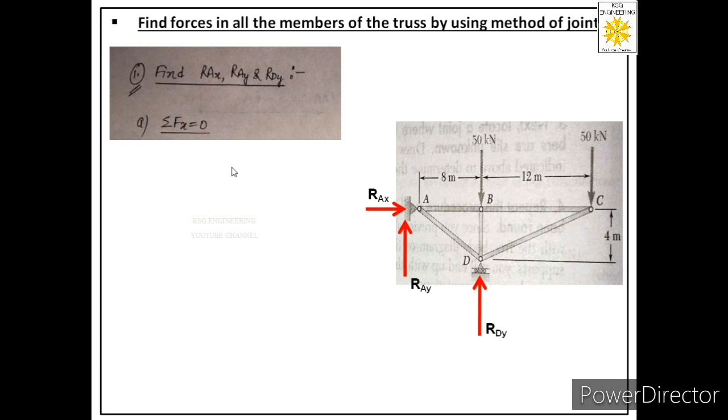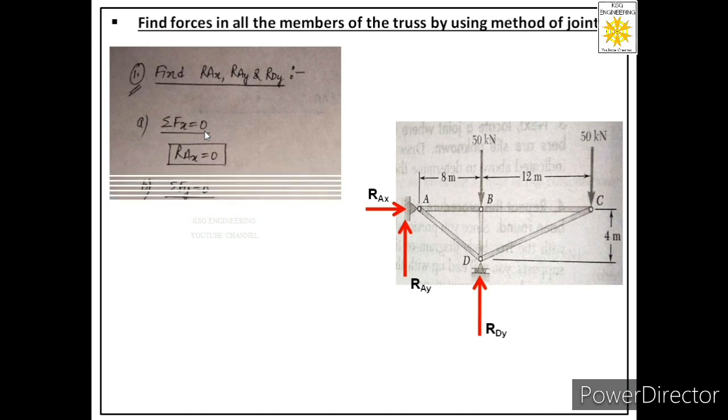So let us apply the first equation, that is summation Fx equal to 0. Before applying this equation, let us first see how many total forces are acting in this truss. So how many forces are acting? 3 are reactions, 2 are external forces. So total 5 forces are acting in this truss. Now out of these 5 forces, there is only one force acting in horizontal direction. So it means from this equation we will get Rax equal to 0. So we got the first unknown.